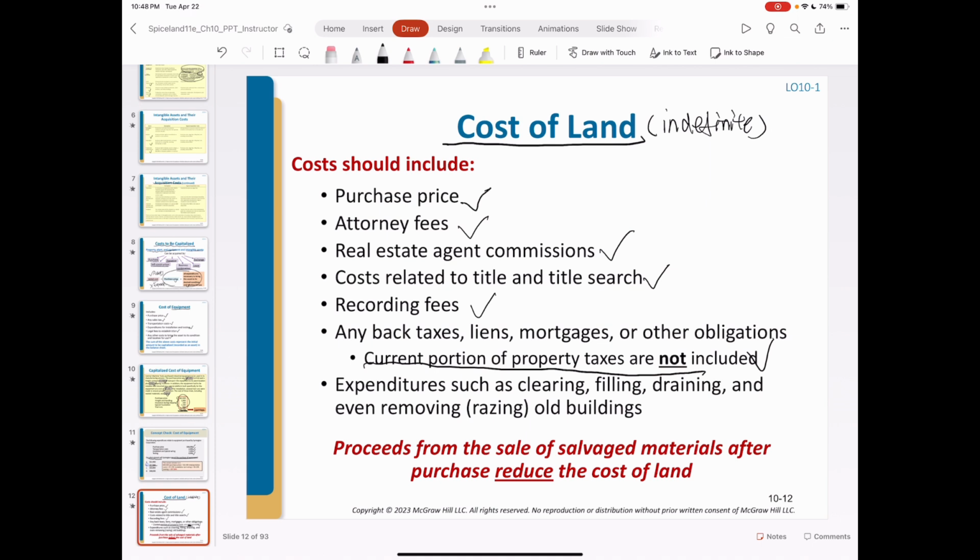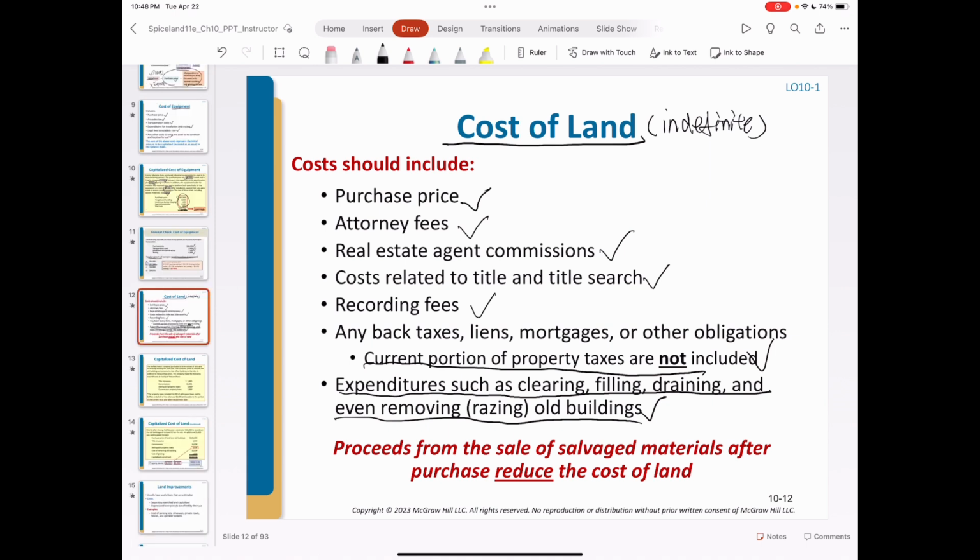The cost of land also includes expenditures such as clearing, filling, draining, and even removing old buildings. Because without incurring these expenses, this land cannot be used for its intended use. The expected proceeds from sales of salvaged material after purchase will reduce the cost of land.